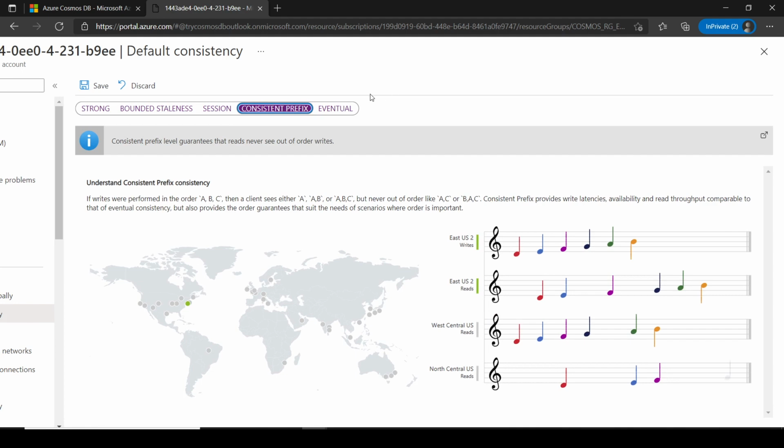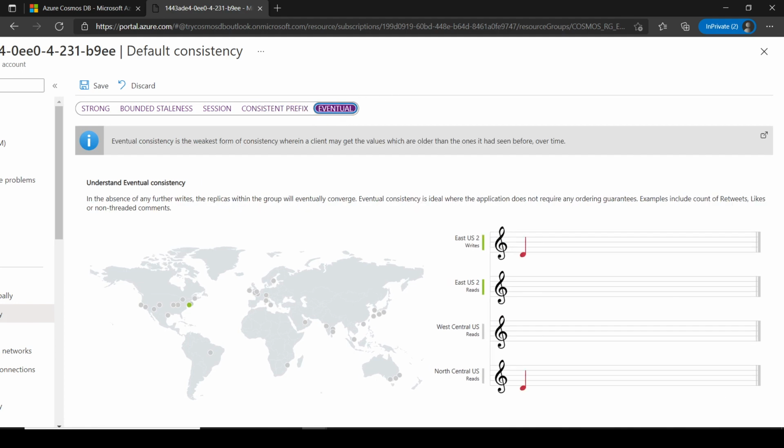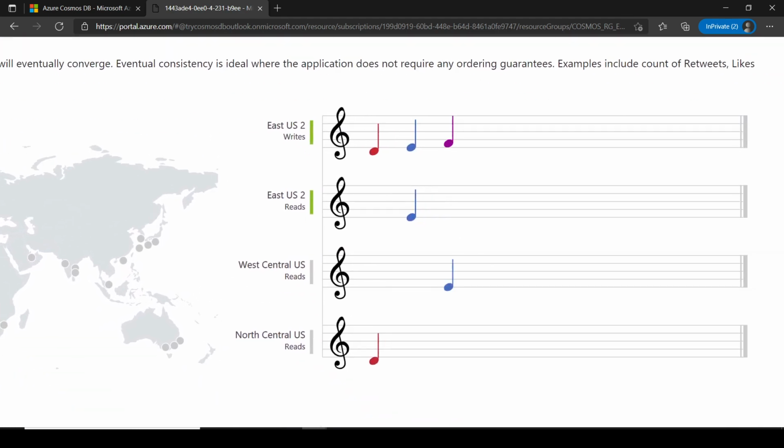Similarly, the last one is eventual. I'll zoom in, and I want you to see this visual and try to understand what it means, and write in the comment section what you infer from this visual. What does eventual consistency mean? I'll pause here and you can see it once again. You can pause the video over here, try to see the visual, understand it, and write in the comment section what you feel eventual consistency means.